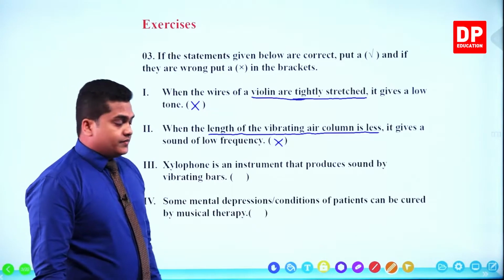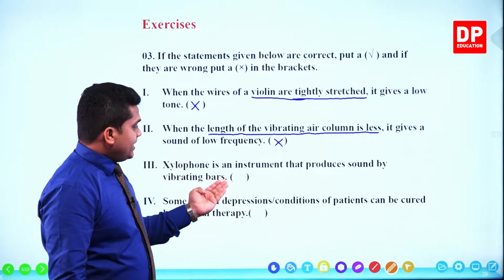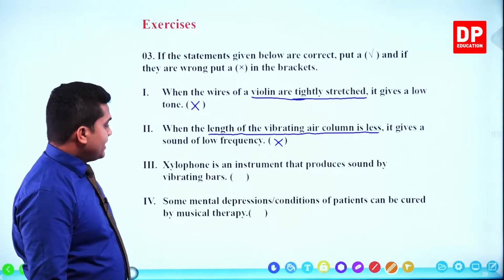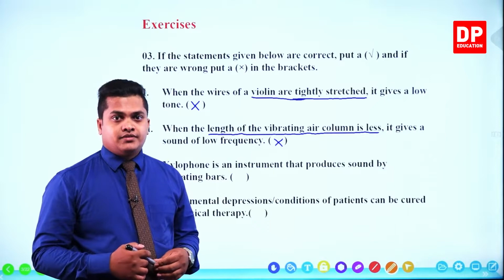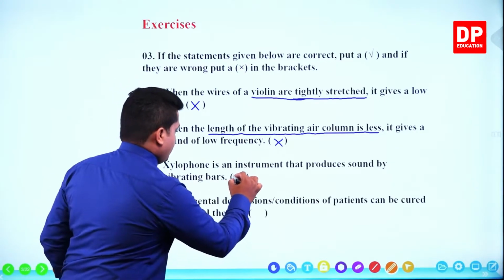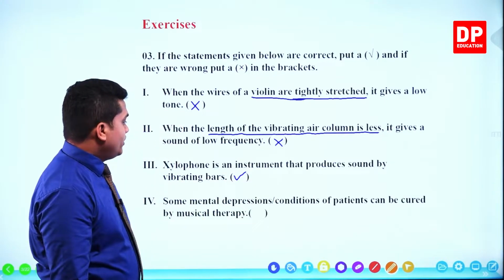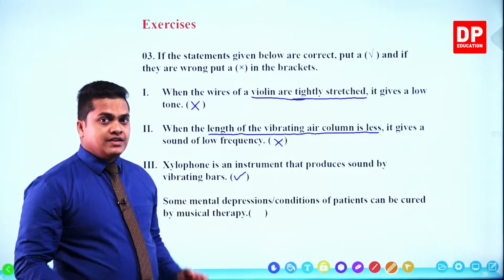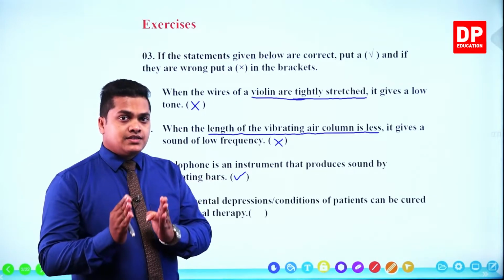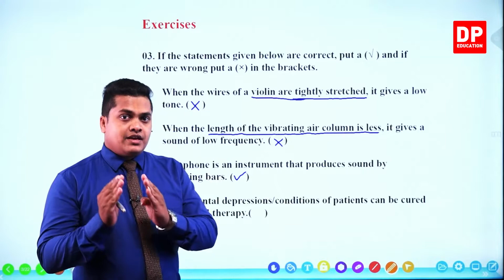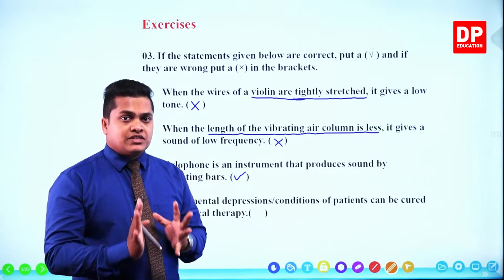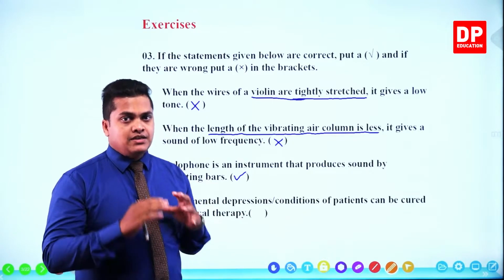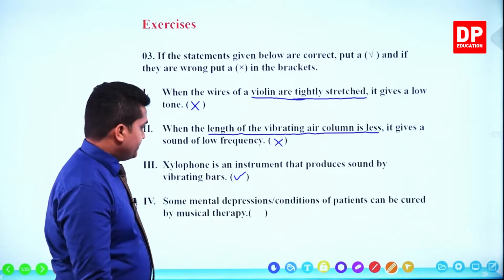Then the third one, xylophone is an instrument that produces sound by vibrating bars. That's obviously correct. We know that xylophone uses metal bars of different lengths. We need to tap on each bar to produce sound. So when tapping, sound is produced. So it is correct.